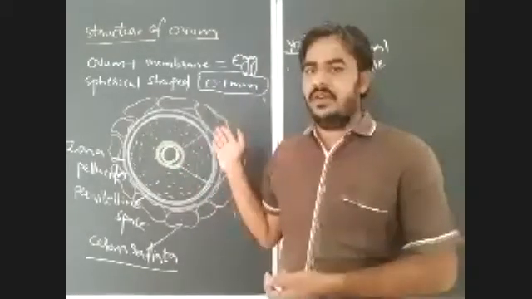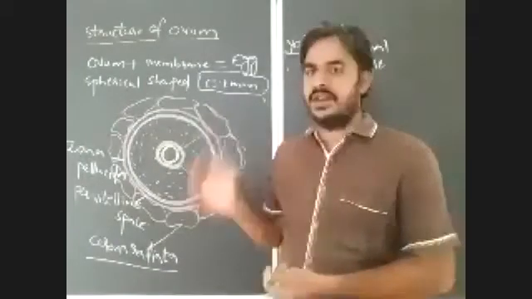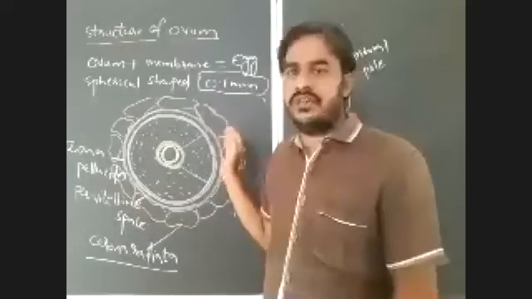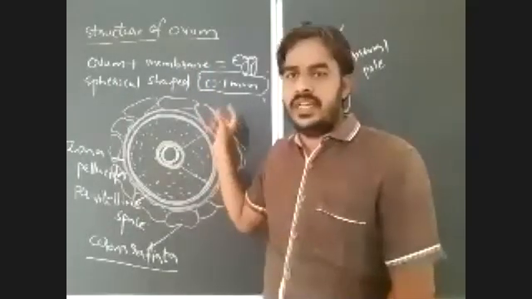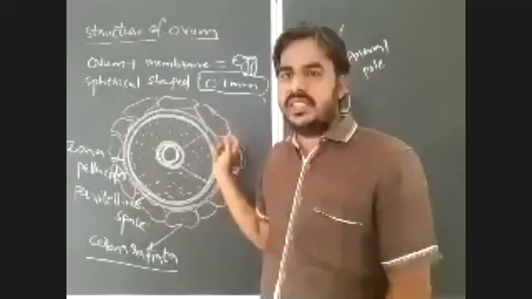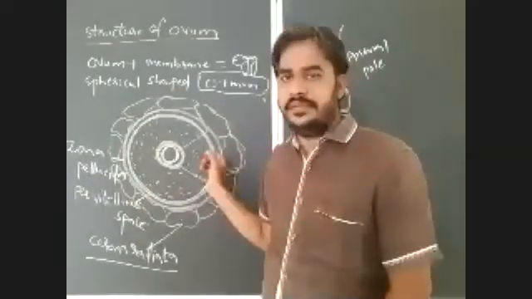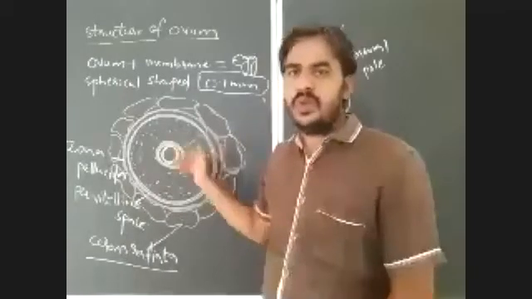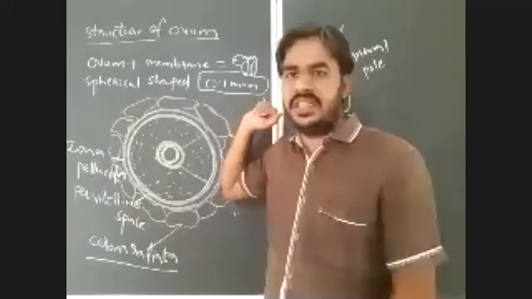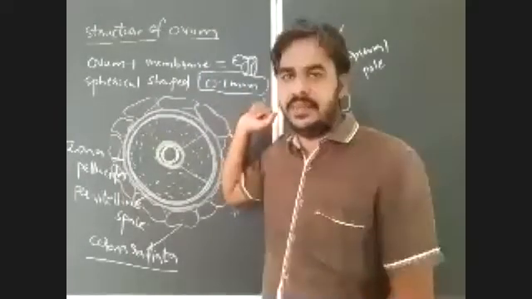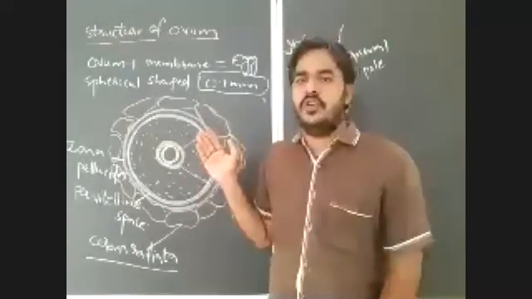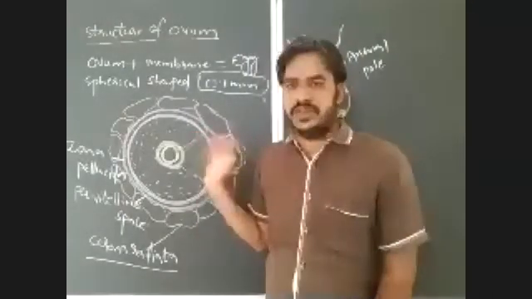Let us recall what we discussed in the last class. In the last class, we discussed the structure of the ovum. Already I told you, the ovum or egg is the largest cell in the human body, and this ovum along with its membranes is known as an egg. The human ovum is spherical in shape. It is about 0.1 millimeter in diameter.